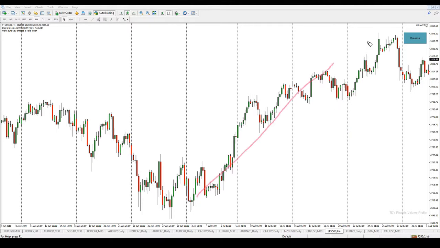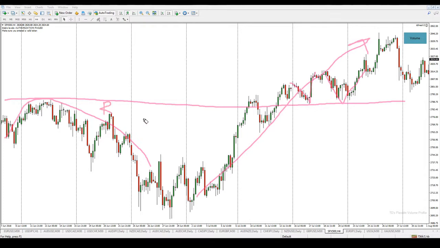Anyways, here's the uptrend. And as you can see, this weak but otherwise significant high works as a support. So it is again a resistance becoming support setup.